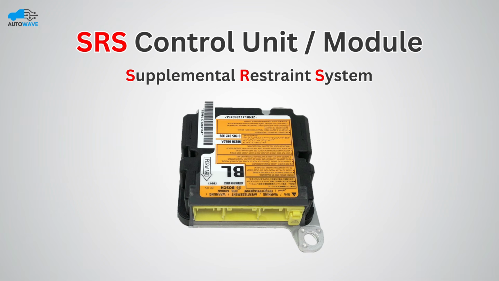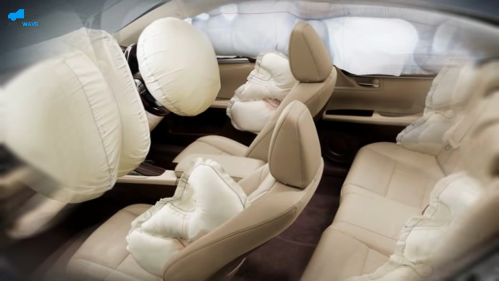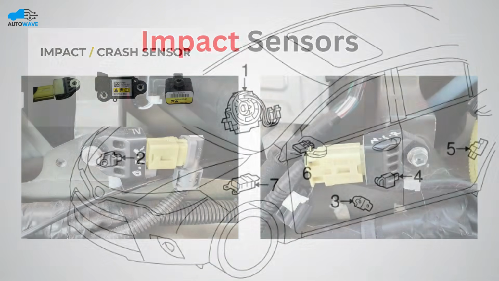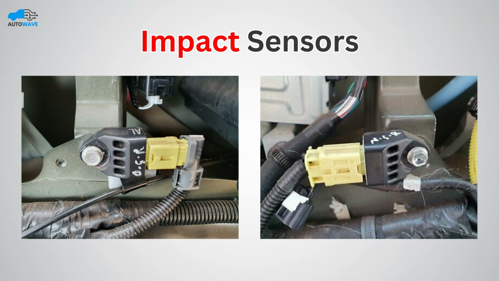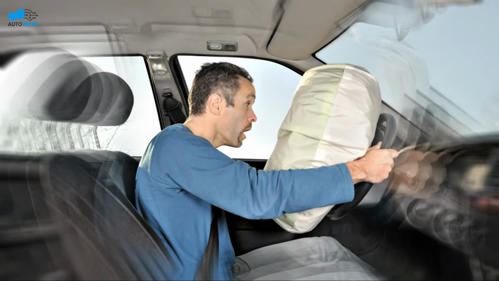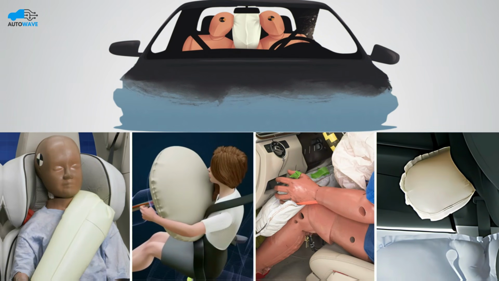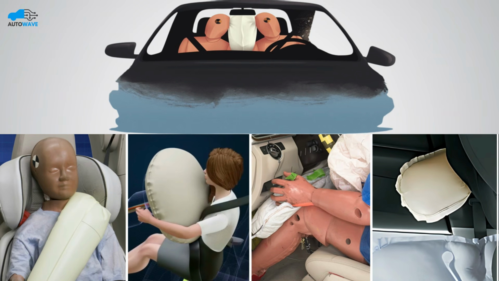SRS full form is Supplemental Restraint System. The SRS unit controls all operations of the airbag system. When a collision is detected through impact sensors mounted in different parts of the vehicle body, it decides which airbags to deploy and which seatbelt pretensioners to activate. All airbags and pretensioners in the car are controlled through the SRS unit.